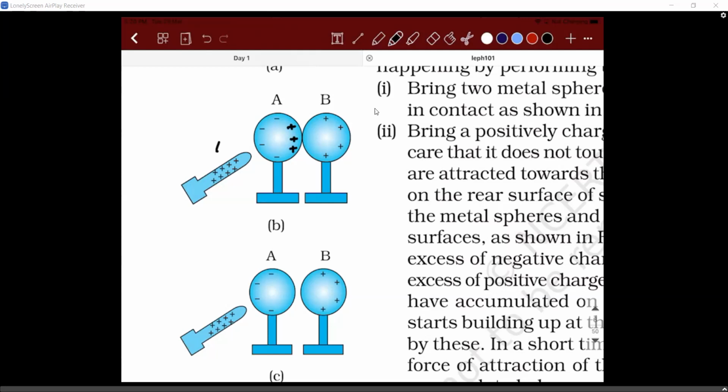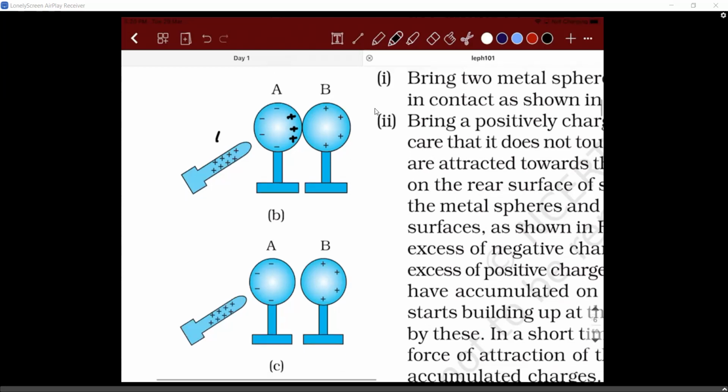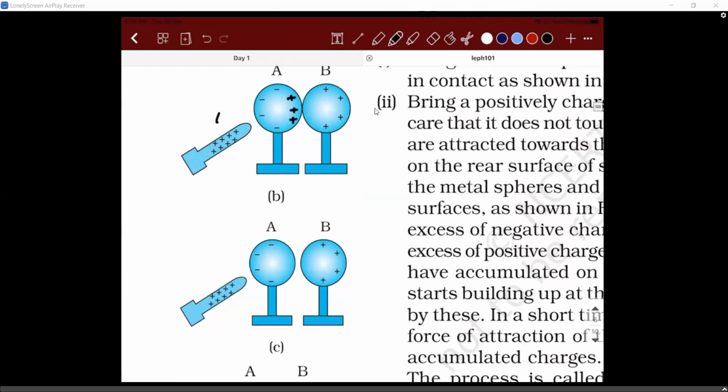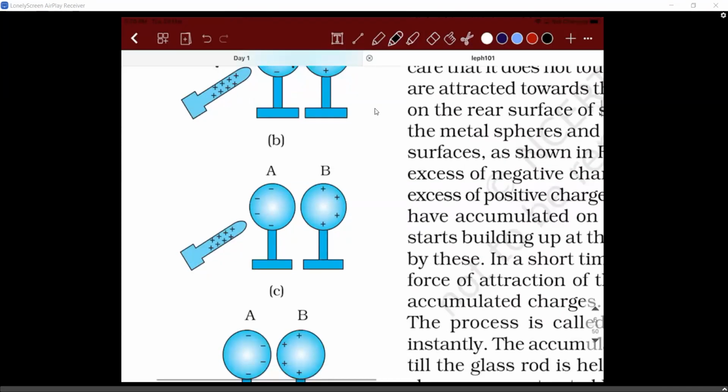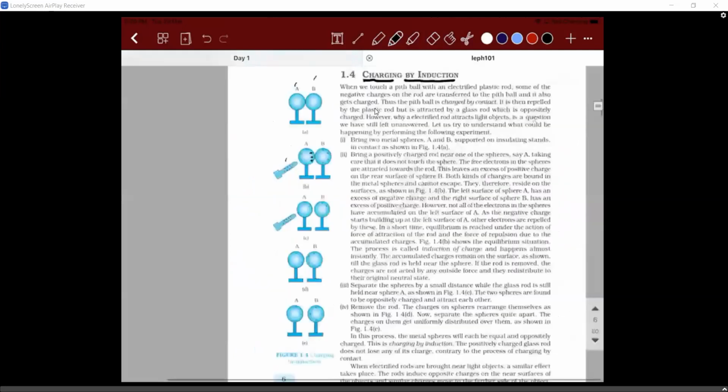So insulation is something like this. I told you yesterday, right? The stand is insulated so that the charges are not lost to the ground, because ground is a good conductor of electricity, right? So when this is happening, once you create this process in step number B, what is happening? A and B are in contact with each other. Now, if you try to slightly separate them away from each other, then what will happen? Then there is something like this that is going to occur, right?